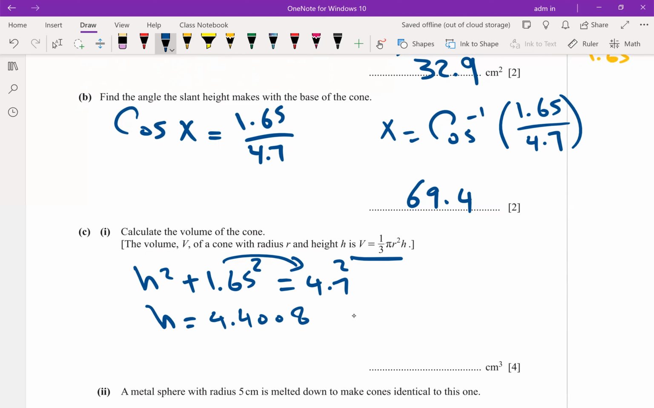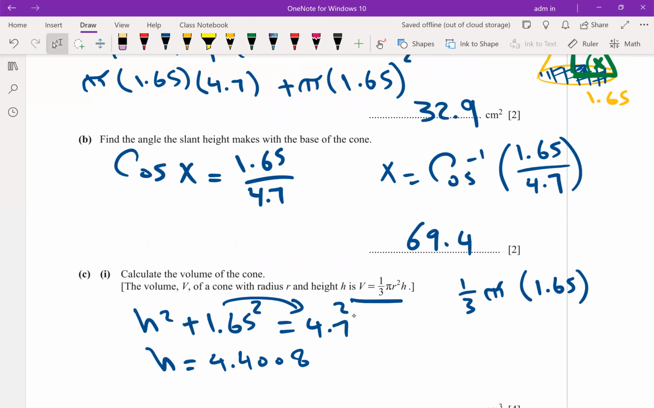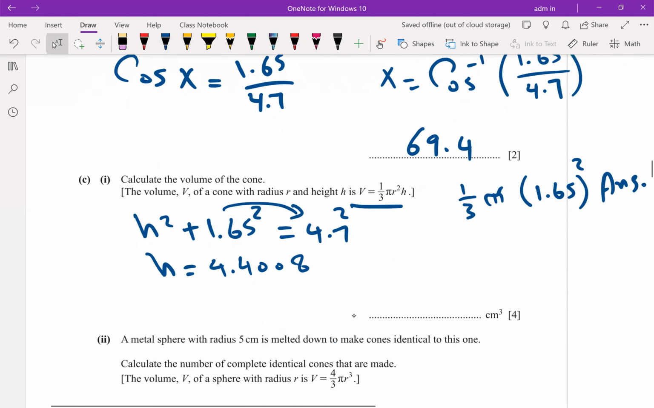Listen, because he didn't ask you to get the height, I didn't ask you to get the height. I will use it to get the volume. So please increase to 5 decimal places. I prefer you keep it exact in your calculator. Then when I write the volume, a third pi, the radius squared, 1.65 squared, multiplied by your answer in the calculator. It's exact. What is the final answer for the volume?